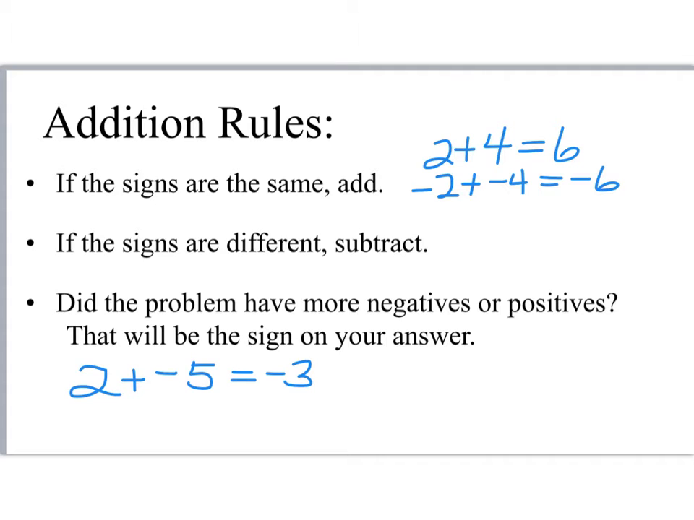However, if I do negative 2 plus 5, again, because my signs are different, I'm going to be finding the difference. So between 5 and 2 is 3. But now I have more positives than I have negatives in this problem, so it's going to be a positive 3.